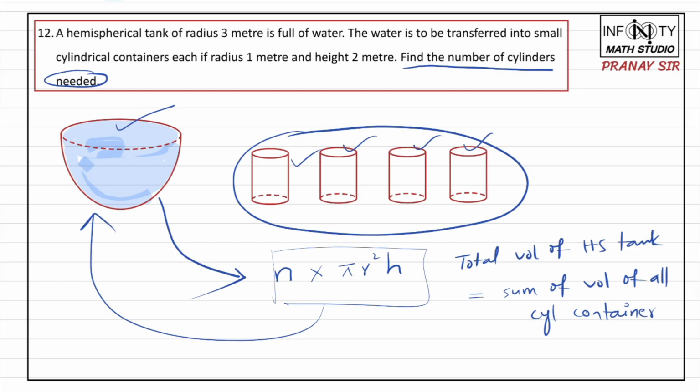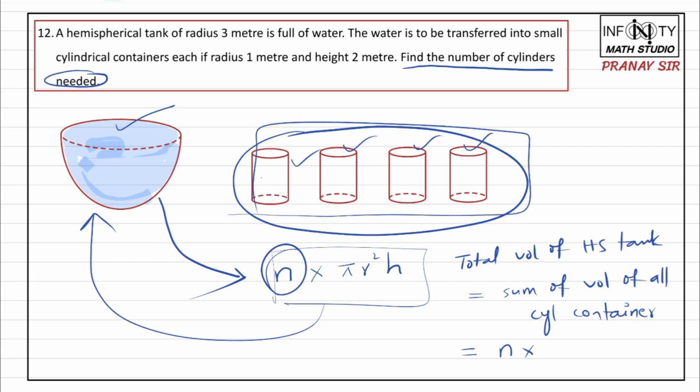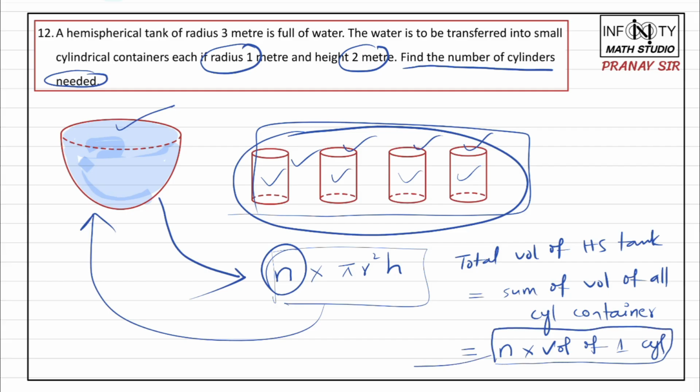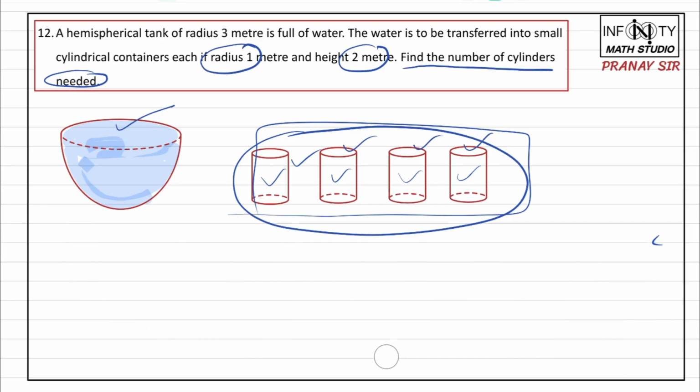But multiplication is nothing but repeated addition, right? How many cylinders have we considered? Some n cylinders. So n into, as all the cylinders are of equal dimensions, that is radius 1 meter and height 2 meter, all cylinders are the same. So simply we write the volume of one cylinder. That gives the total volume of the hemispherical tank. Now we will deduce a formula for this. We will erase this all.